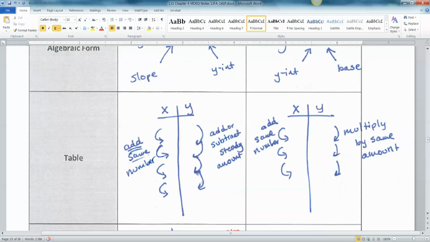Exponential functions, however, as you add the same number every time for your x's, still consistent, but for the y's, you're multiplying by the same amount. Now keep in mind that could also mean division, right? Because if you're multiplying by a fraction, that means you're getting smaller and smaller. Multiplying by a number bigger than 1 means you get larger and larger.